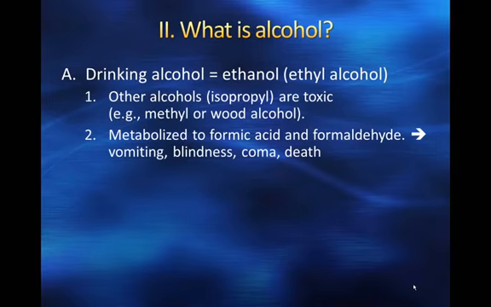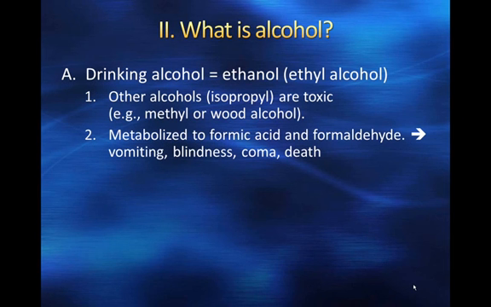Obviously, most of you should know, if you've had a science class ever, that the alcohol that we drink is ethanol or ethyl alcohol. There are, of course, other alcohols like isopropyl alcohol and methyl alcohol or wood alcohol. These are toxic. They're metabolized into formic acid and then formaldehyde, which results in vomiting, blindness, coma, and death. So make sure we're drinking the right alcohol.